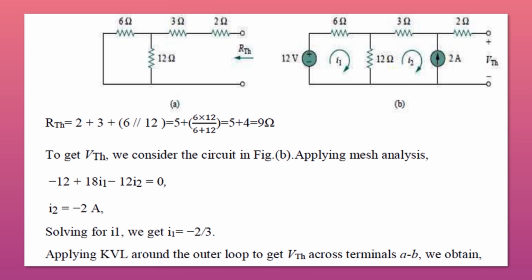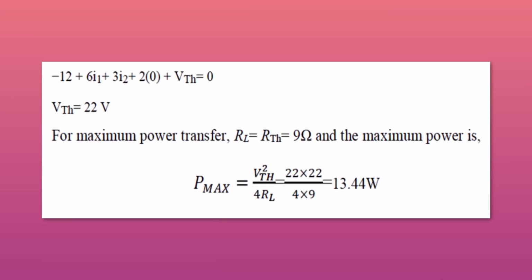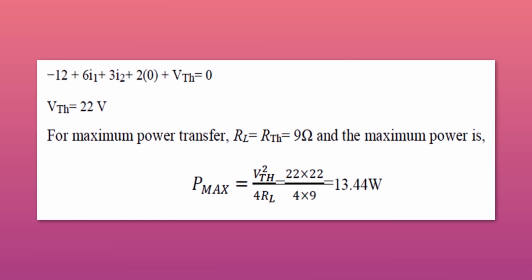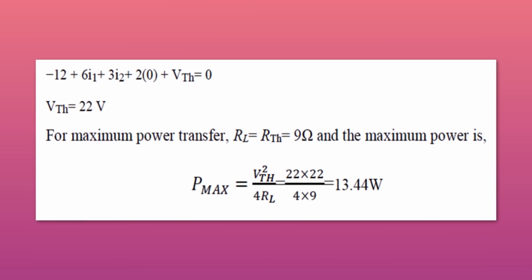And applying KVL around the outer loop, you can calculate the VTH across the terminals AB. So what will be the voltage across this one? That means whatever the voltage drop across this one plus this one. So VTH can be calculated as minus 12 plus 6 I1 plus 3 I2 plus 2 into 0, plus VTH equal to 0. Why is 2 into 0? Because there is no current in this branch. That's why it is multiplied by 0. So VTH is equal to 22 volts. Now you have calculated the Thevenin voltage.